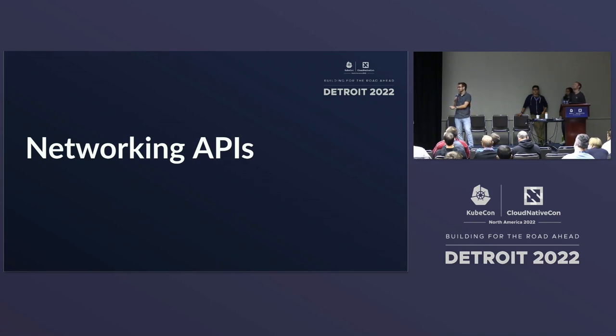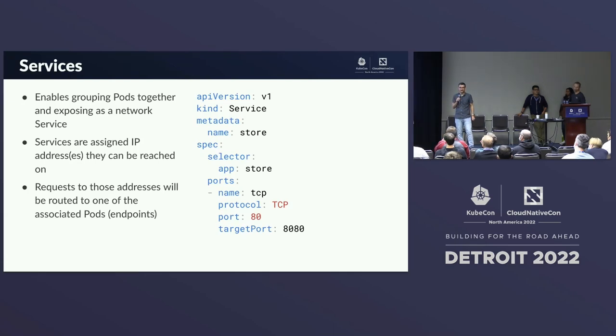And to start with, let's talk about service. How many of you have a service in your cluster? Okay, that should be all of you. Great. Service is really the foundation, I think the central thing inside SIG Network resources. They enable grouping pods together behind some kind of network concept. You can see here that that's done with a service selector. So in that case, pods labeled app equals store are going to be selected by this service.